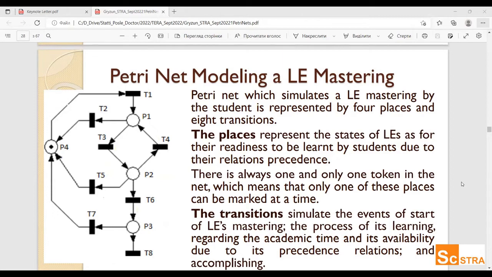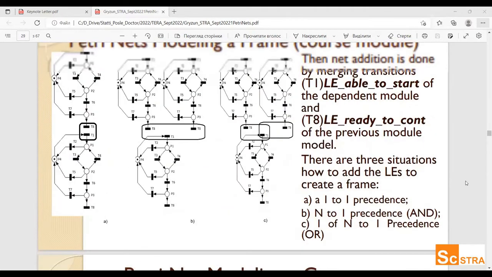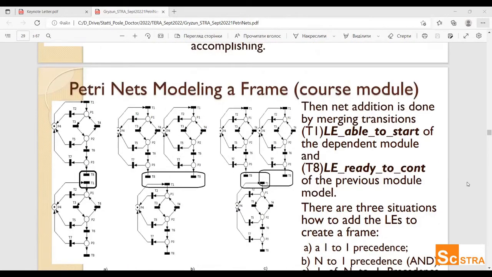The transitions simulate the events of start of learning element mastering, the process of its learning regarding the academic time and its availability due to its precedence relations, and finally accomplishing mastering. And the next step of modeling such a basic Petri net was used to create a frame model, which in fact is a course module. It was composed of a set of the models of learning elements connected dependent on their precedence relations determined above.